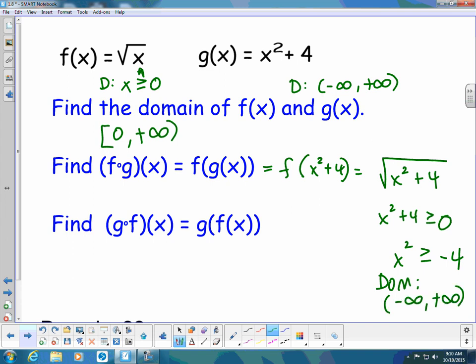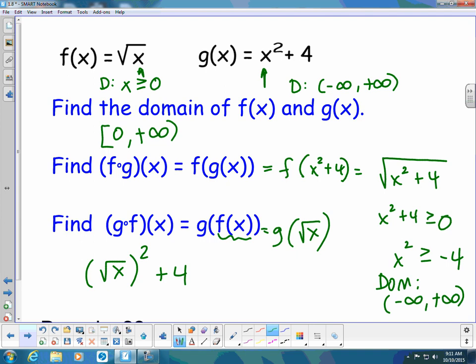All right, and how about g of f of x? For g of f of x, we want to have g of square root of x. So I'm going to plug square root of x in wherever I see an x in the g function. So I'm going to have square root of x, quantity squared, plus 4. The square root of x is going in right here.